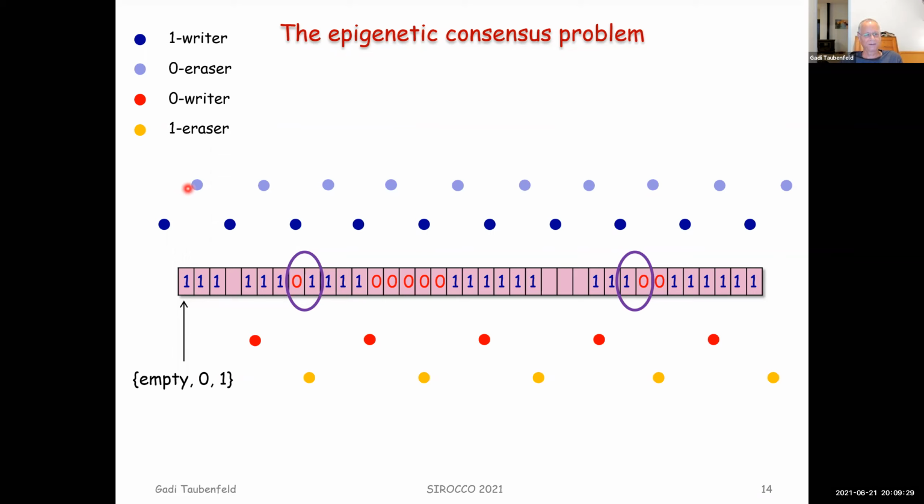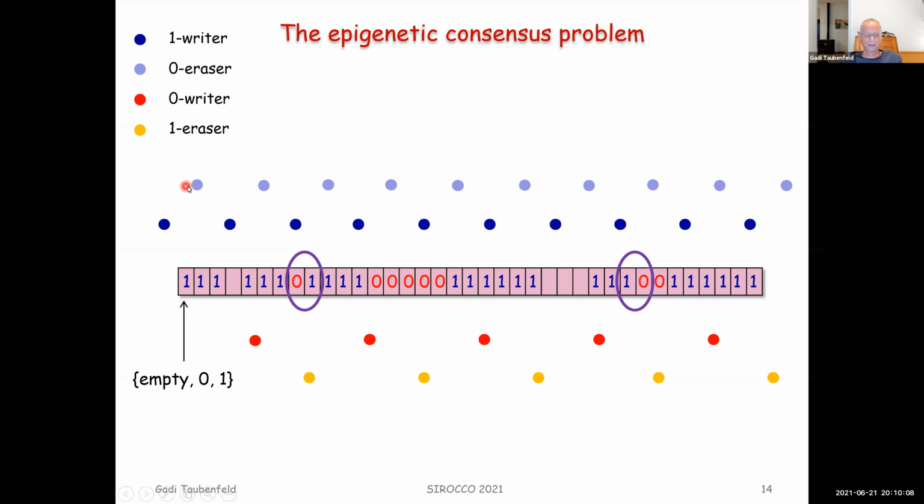If we look at the 1 writers here, this is the writers, right? The code for the writers is very simple. The 1 writer simply scans the array back and forth. So this is what the writer is doing. Whenever a writer sees an empty location, it writes 1 and continues. So it just moves back and forth. And similarly, the 0 writers also scan the array back and forth. And whenever a 0 writer sees an empty location, it writes 0.